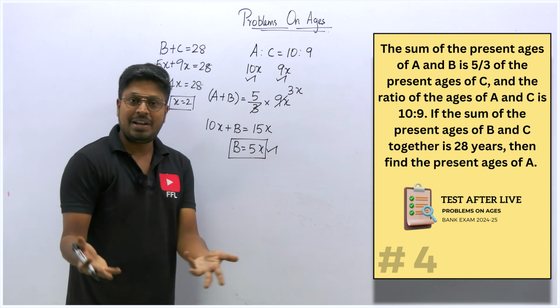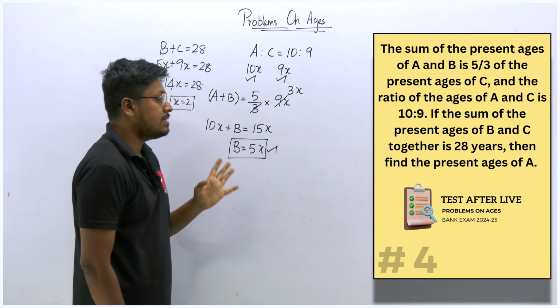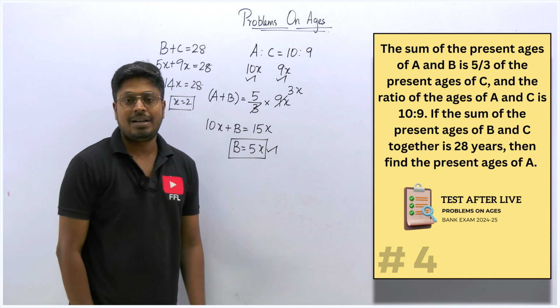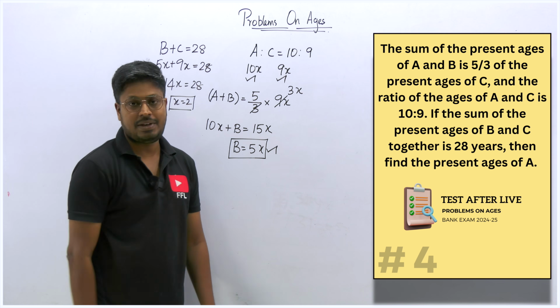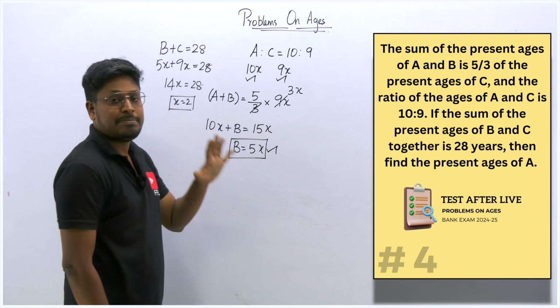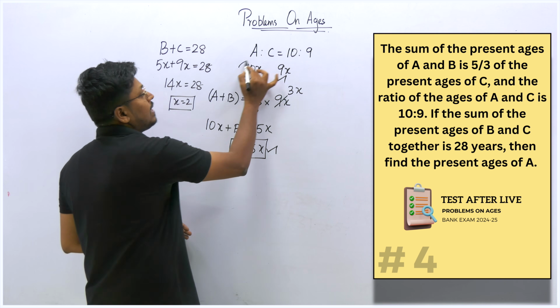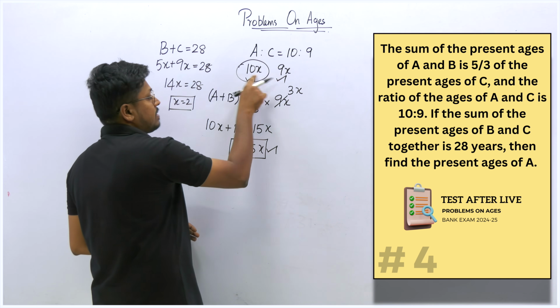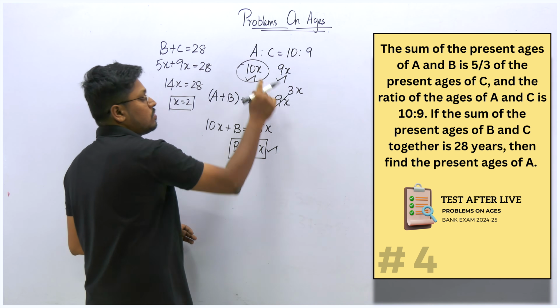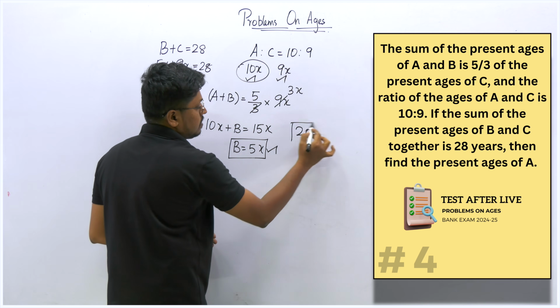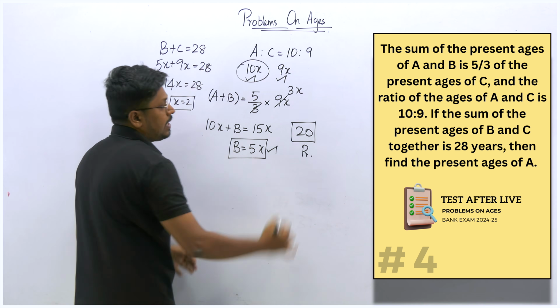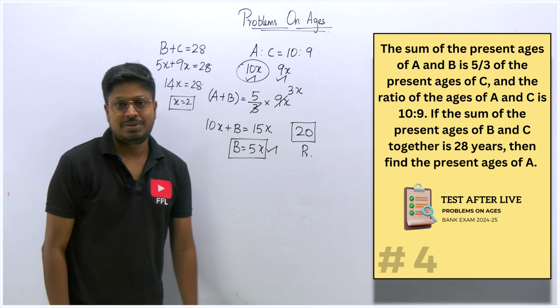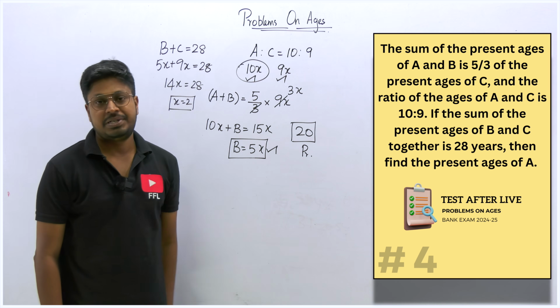So once we got the value of x, finding all the ages is easy. So according to the question, our target is to find what is the present age of A. And all the data they have given is the present age. So present age of A is how much? 10x. And x we have found as 2. So 10 into 2 will be 20. So 20 will be the present age of the person A. So which will be the answer for this question number 4.